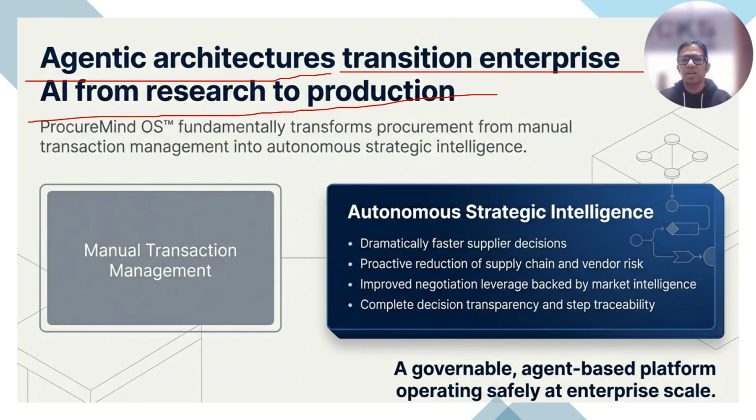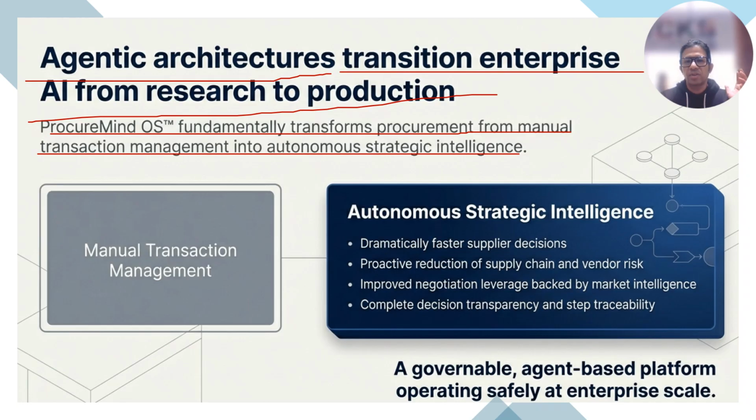Now look at the sentence under the title, this one. ProcureMind OS fundamentally transfers procurement from manual transition management to autonomous strategic intelligence. This is the real shift. Procurement stops being a ticket processing function and it becomes an intelligence function.